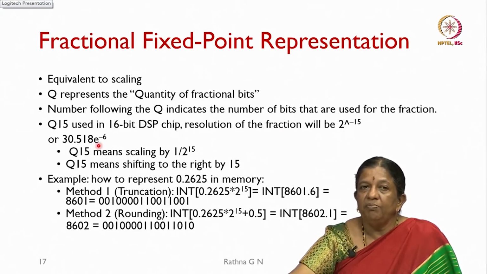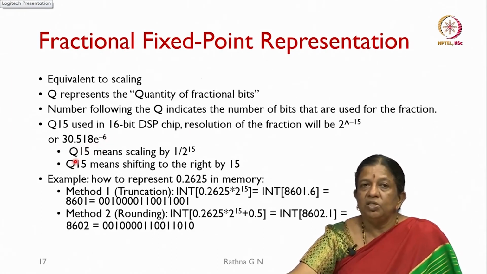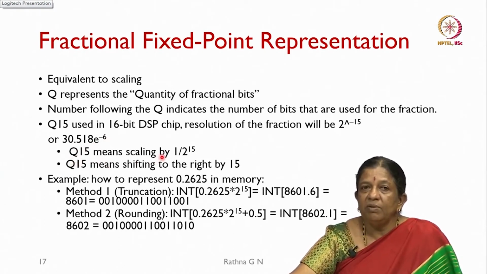Or it can be 30.518 into 10 power minus 6 in decimal value that I can represent. So, what are the things here? Q15 means I will be scaling the number by 15, that is 1 by 2 to the power of 15. Either I can scale by this division or I can do the shifting, because one shift right operation is going to divide by 2. So, I can shift right 15 times, resulting in the value.